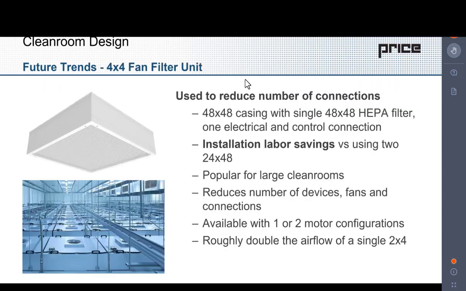So in the industry, there's a few future trends that we're seeing. One of the things we're seeing is larger clean rooms, and what that means is more devices within the clean rooms.